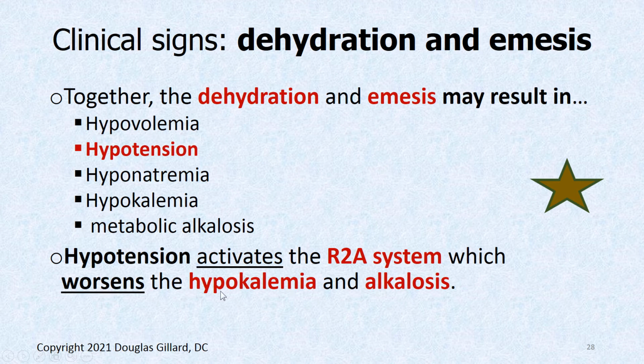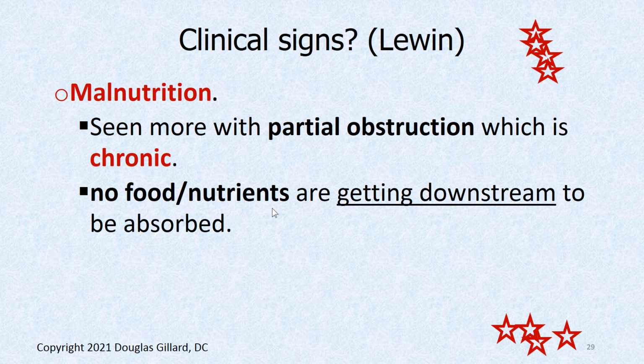And to make things even worse, the hypotension activates the RAAS system. And we know that's going to stimulate the release of aldosterone. And aldosterone is going to try to reabsorb a little water, but it's going to kick hydrogen ion and potassium out into the filtrate of the nephron. So you're going to lose more potassium and hydrogen ion, which is going to worsen the metabolic alkalosis and the hypokalemia. Body does not tolerate potassium imbalances or hydrogen ion imbalances well at all. So you can be very, very sick.